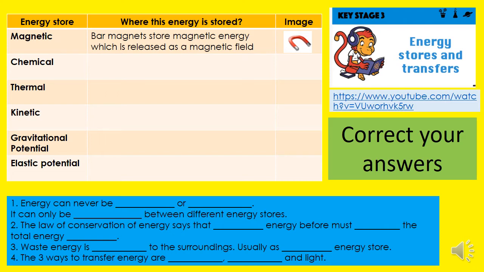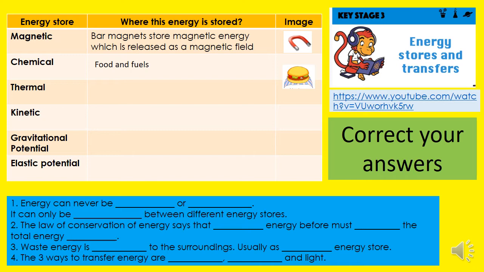So I gave you the first example, magnetic energy store. Chemical is what you had to do. So chemical is stored in food and fuels. So what we eat, for example a hamburger, would have energy in its chemical energy store. Now fuels such as petrol and diesel also have chemical energy, which is then transferred to other types of energy stores when the chemical energy store is used up.